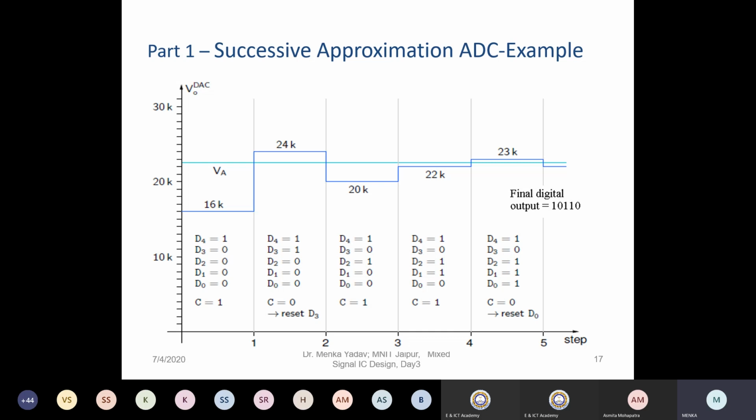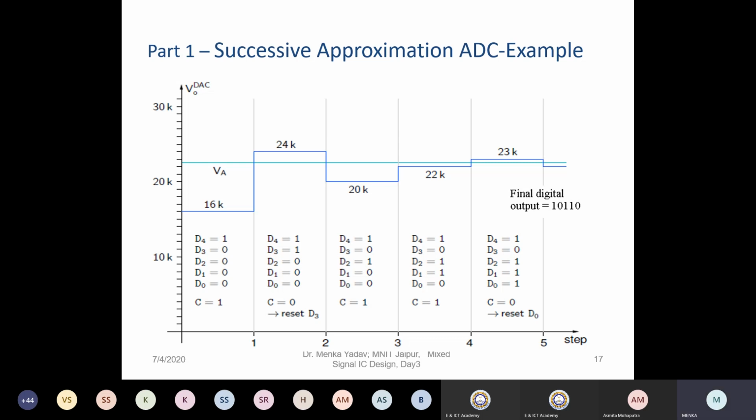So in the next cycle, I will reset my D0 bit and the final output after 5 steps, I will be getting 10110. This will be my final output. Correct? So if the number of bits is 5, I just need 5 steps in order to get the final output. If the number of bits is n, it means after n steps only I will get the final output.